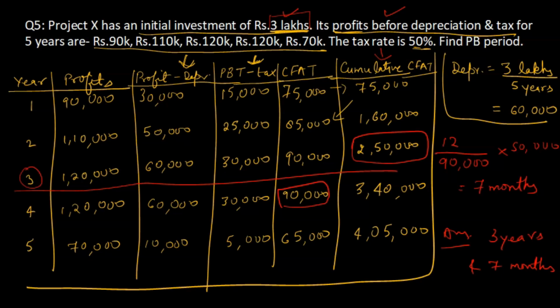If you are not getting the exact value, just take the years and then see how many more months are required. So this is what it is.